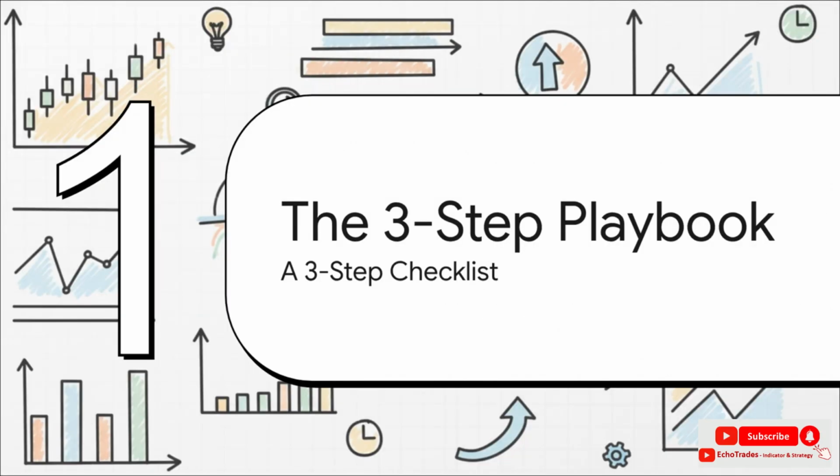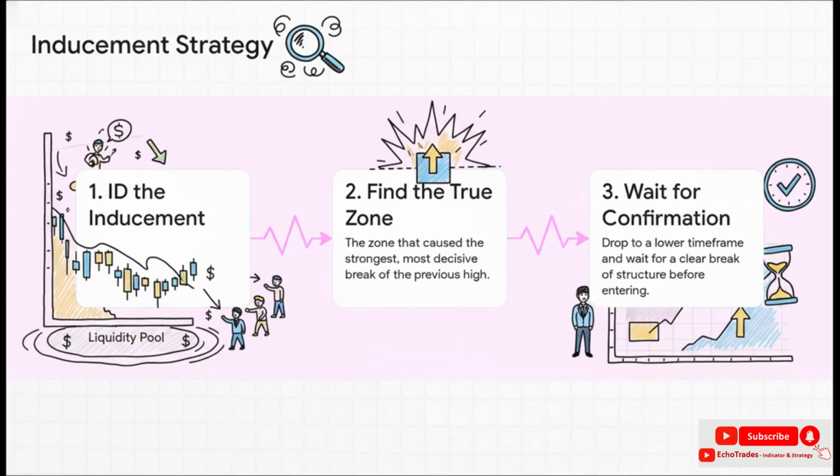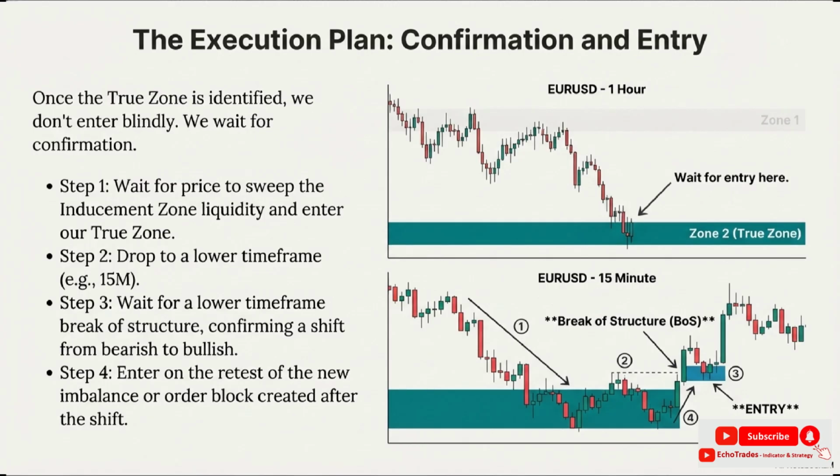Okay, let's boil this entire thing down into a simple 3-step playbook that you can literally start using today. Here it is. Super simple. Step 1. Identify the inducement. Just find that first, most obvious zone that's practically screaming, "Trade me." That's probably your trap.